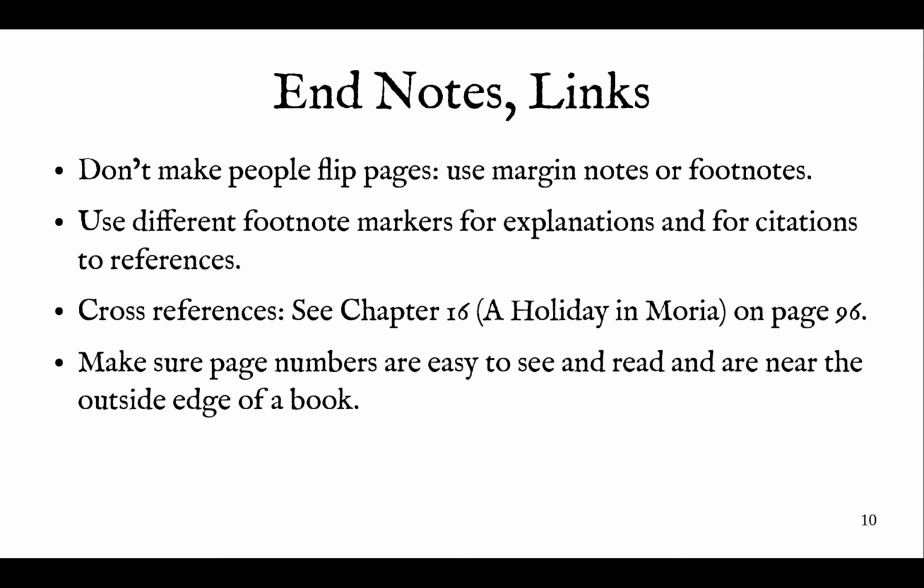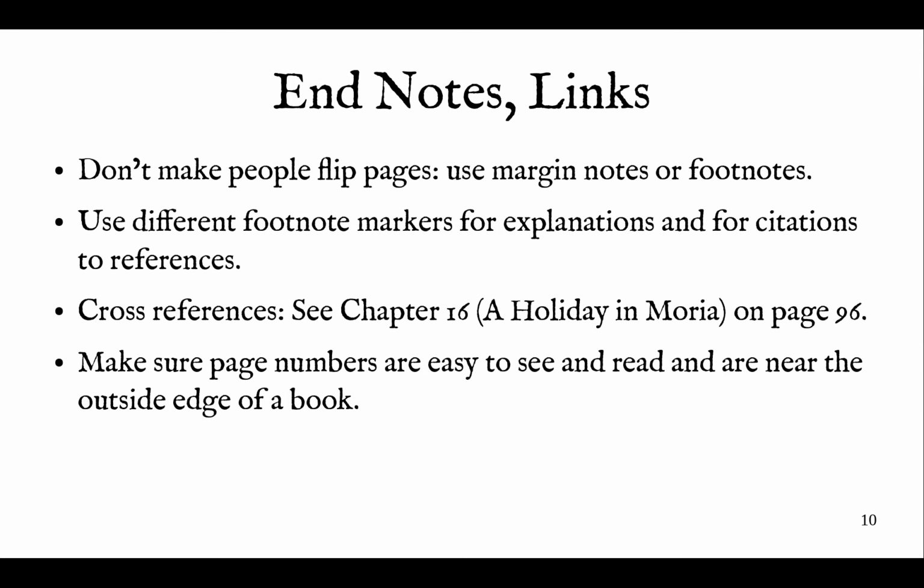It helps to use different footnote markers for explanations and for citations to references. So 1, 2, 3, for example, for explanations. References to other publications could be just in a bibliography, and you wouldn't need to look at them all directly because you use them differently.